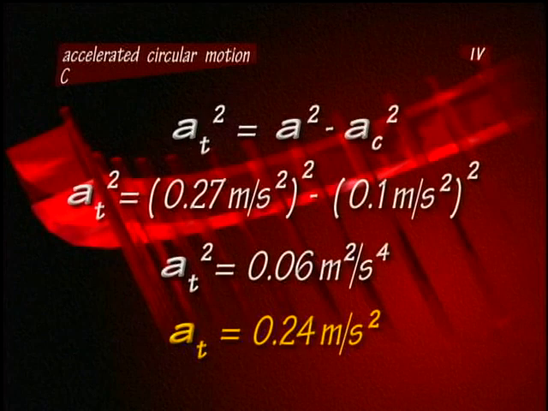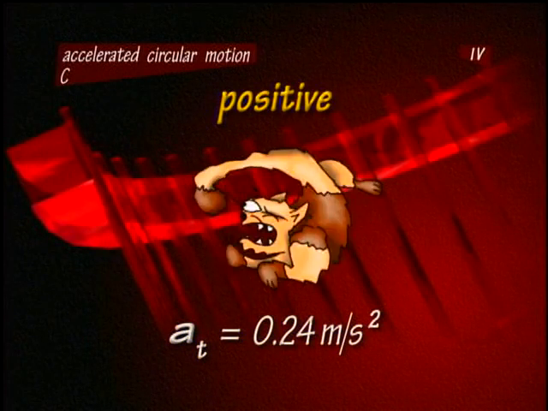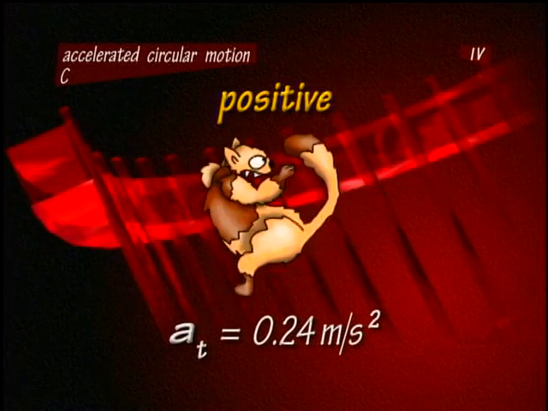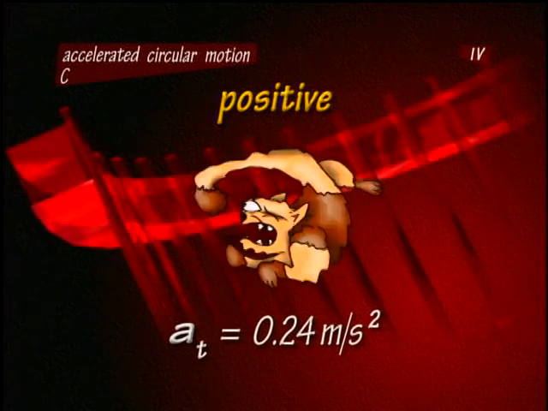Take the square root of that to find A sub t, and we get that the tangential acceleration of Cat's head is 0.24 meters per second squared. And because the tangential acceleration is positive, we know that Cat's head is going faster and faster and faster.